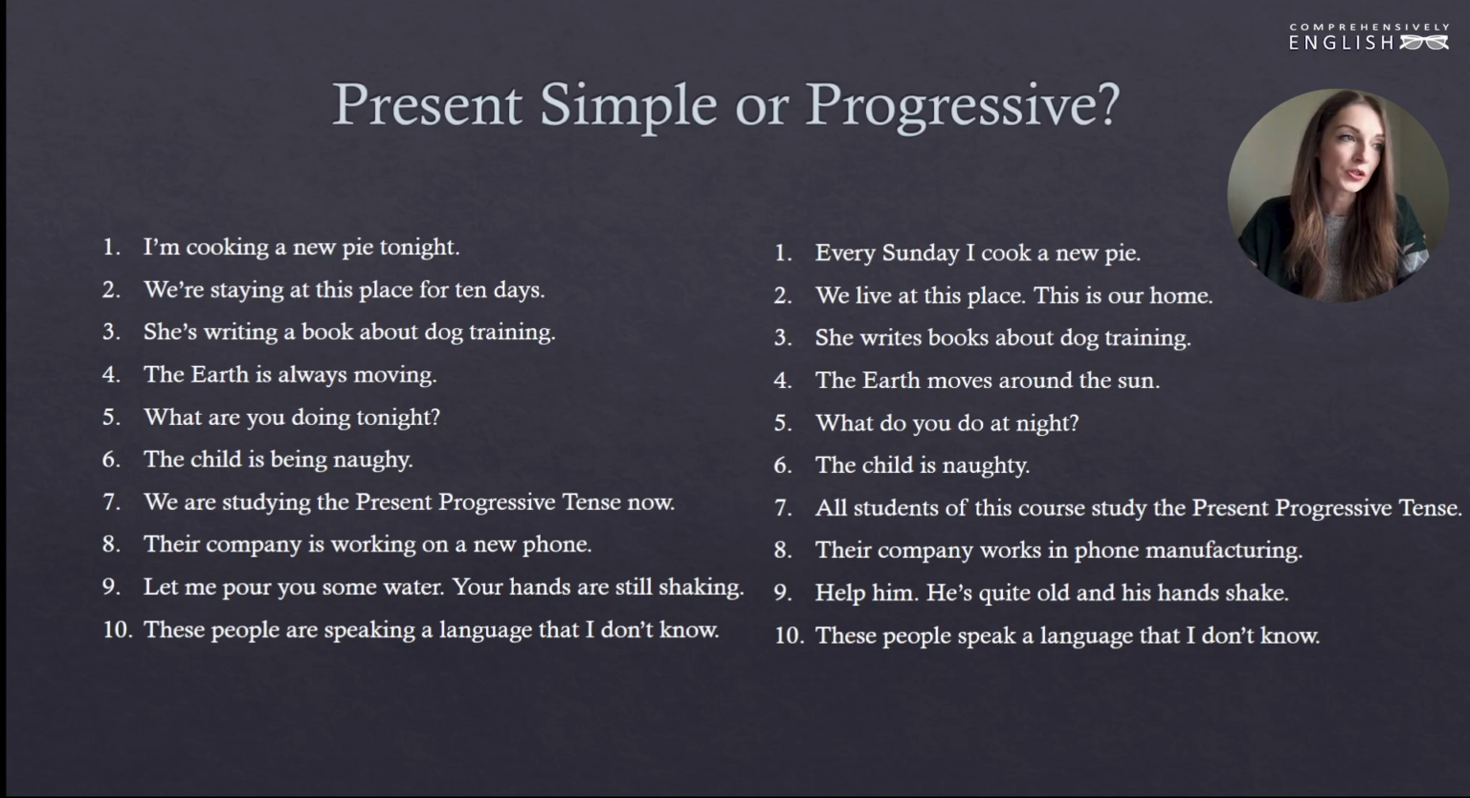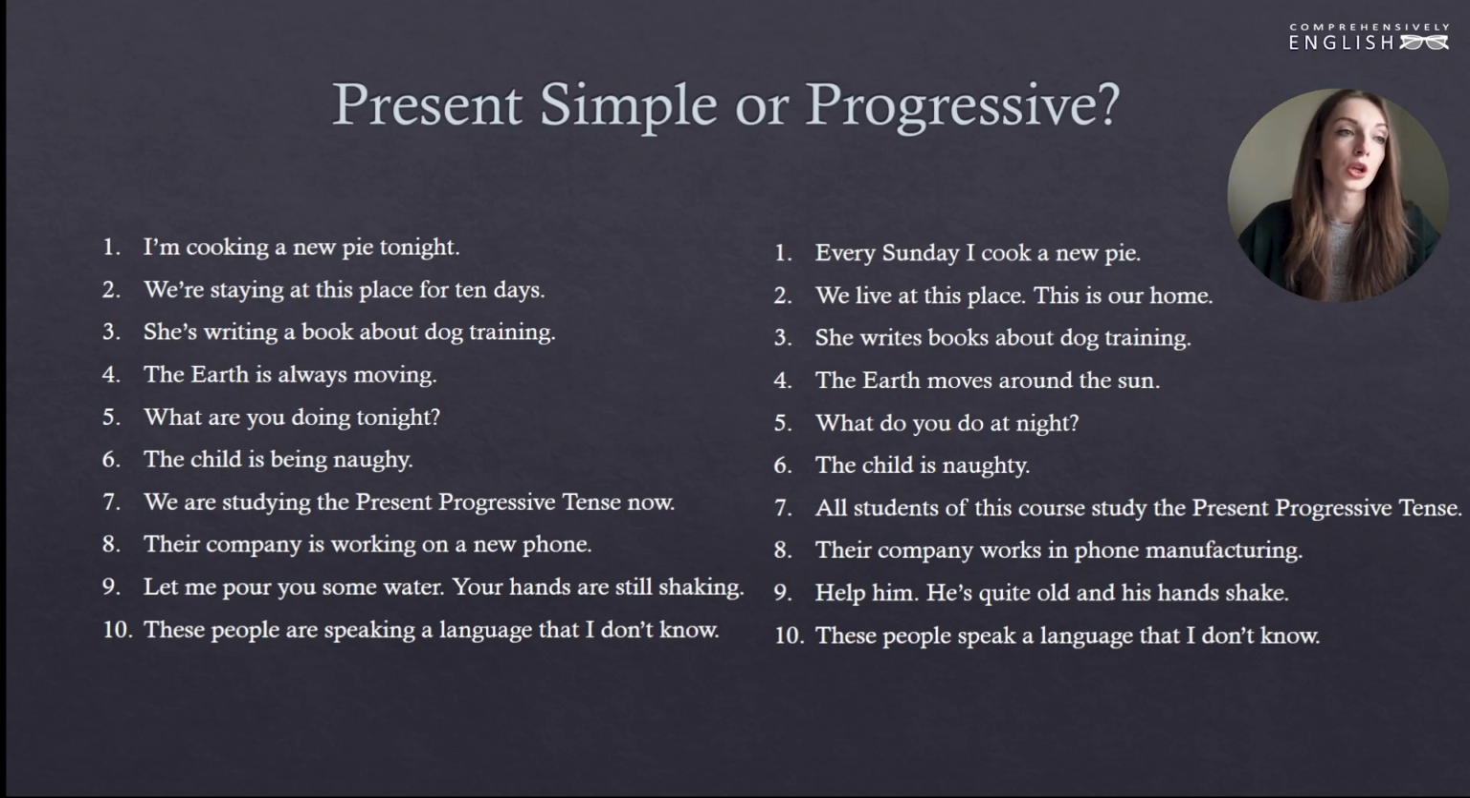The earth is always moving, a constant process, a process that never stops. We use the present continuous or the present progressive tense here to express that continuity. The earth moves around the sun. It's just a fact. What are you doing tonight? We are asking somebody about his or her plans for this night. What do you do at night? Here we are asking about something that a person does on a regular basis, like every night. So what do you do at night? At night I usually sleep. That's what we do repeatedly.